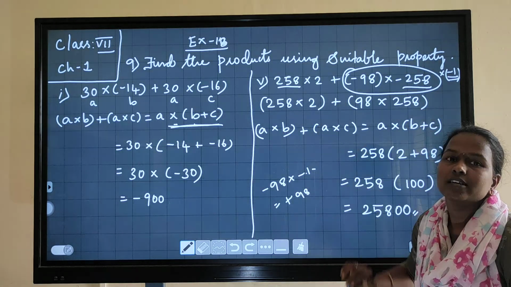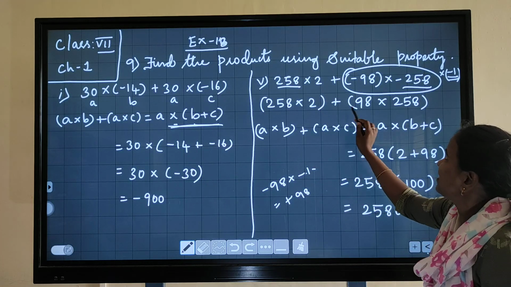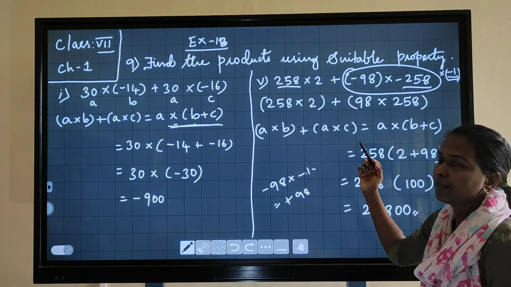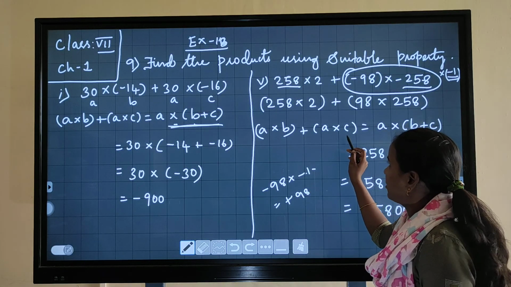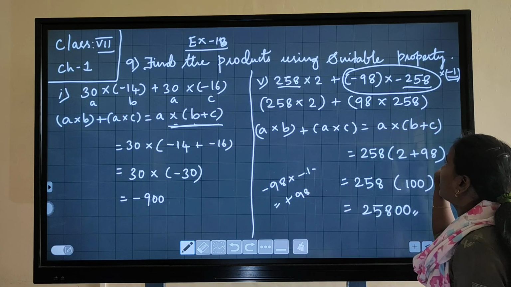Now this looks like the distributive property: A multiplied by B plus A multiplied by C. Now you can apply the distributive property. What is the distributive property? A multiplied by B plus A multiplied by C equals A multiplied by (B plus C).